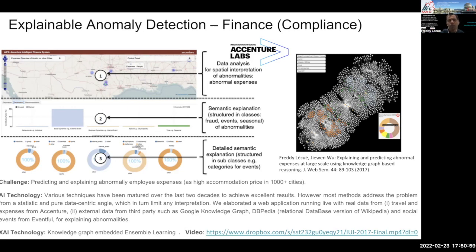And for that we use a lot of data coming from external sources. So DBpedia, we used social events from Eventful, and we try to combine and make sense out of the contextual situation in a city. So then you're not flagging employees for fraud, but you have an explanation for the auditors to understand why it's abnormally high, and that it's not on purpose.